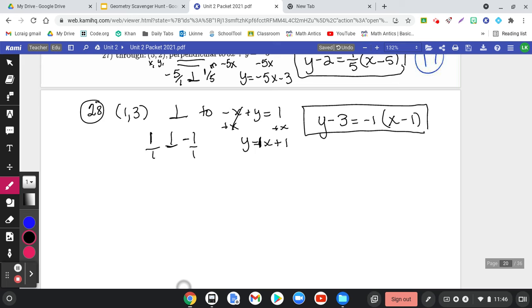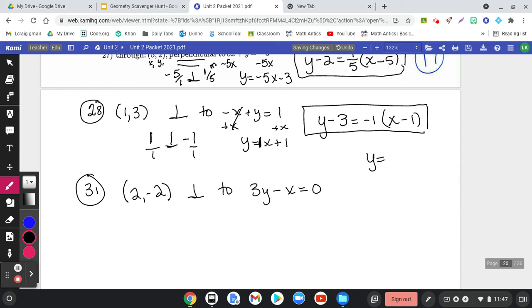All right, let's go down to 31. We'll do just a couple more together, and then we're good. All right, 31, we have the point 2, negative 2, and it's perpendicular to the line 3y minus x equals 0. Again, we need to get that equation into y equals mx plus b form first so we can figure out what the slope is.